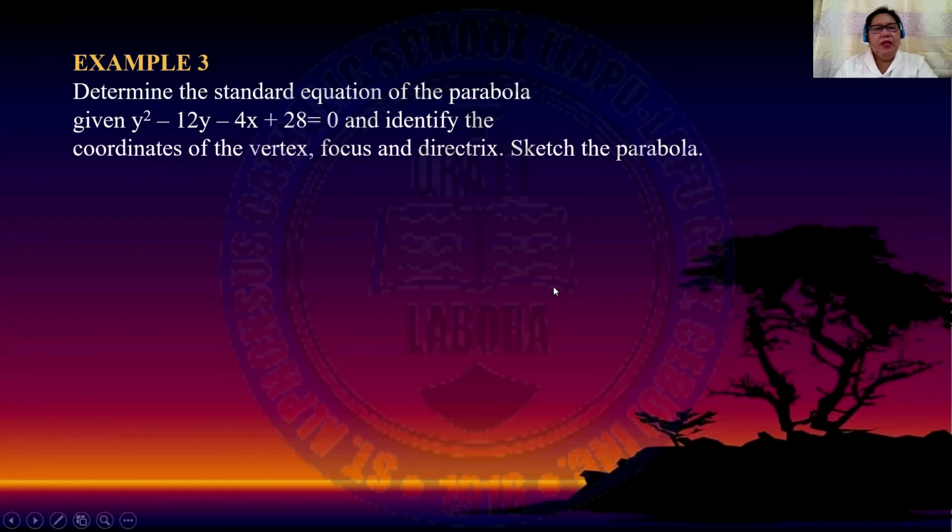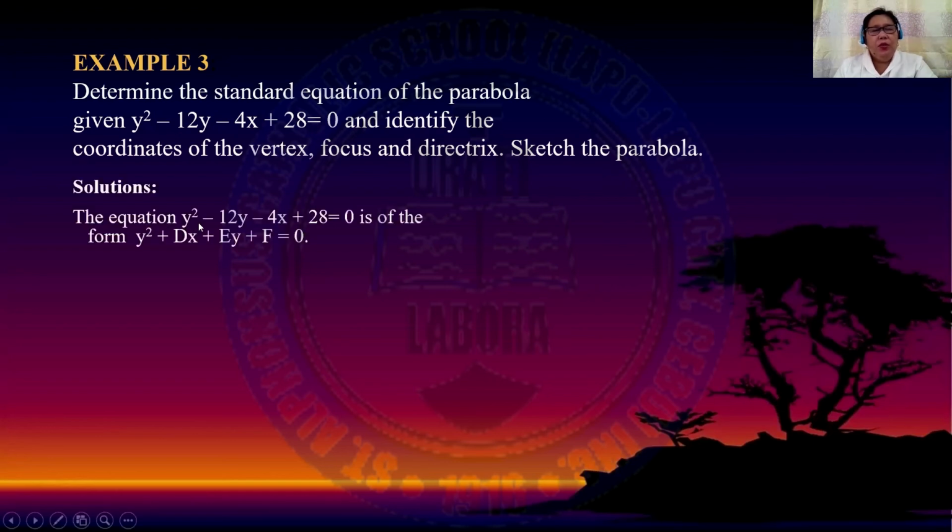Next, for example 3, determine the standard equation of the parabola given y squared minus 12y minus 4x plus 28 equals 0. And identify the coordinates of the vertex, focus, and directrix. Sketch the parabola. For the solutions, the equation y squared minus 12y minus 4x plus 28 equals 0 is of the form y squared plus dx plus ey plus f equals 0.